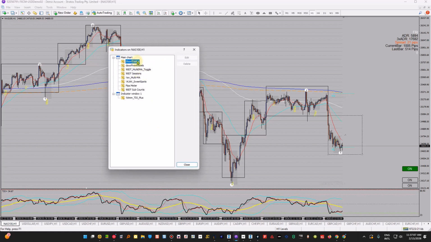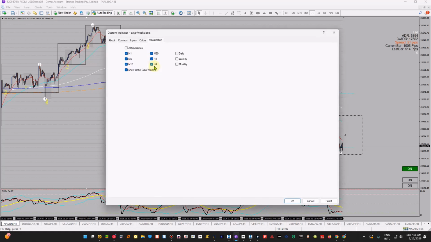Okay, so if you go into the settings for these indicators, this one I have it visible on multiple, but what it would look like, the way you want it so it can run smoother, it doesn't have to print on every time frame, you would only have it visible on the 1 hour chart only. So you would turn off all of these time frames and make sure that only the 1 hour time frame is visible. Okay. All right.